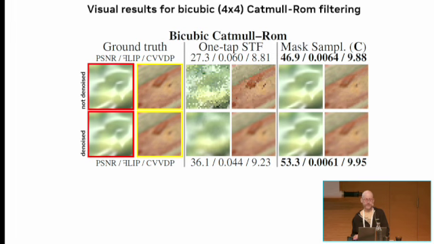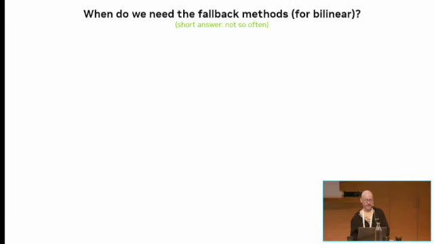And an important thing here is that one tap STF actually needs 2 texels per pixel because they use a technique called positivization. Our method uses at most 1 texel per lane.